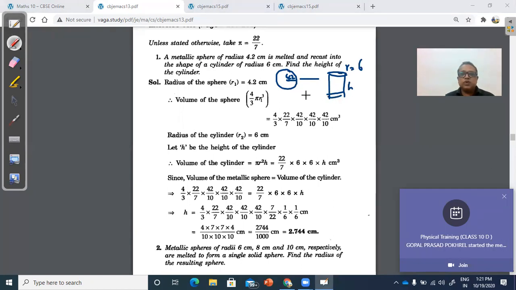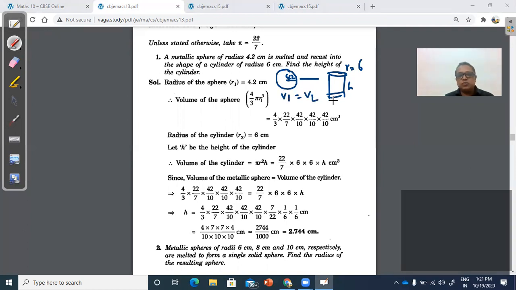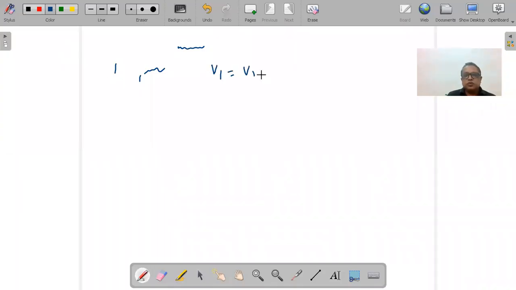So what we need to do is just equate the volume. I can say V1 is equal to V2. So 4 by 3 pi r cube is equal to pi R square h. That is equating the volumes. Now the radius is different, so I have assumed small r and capital R.